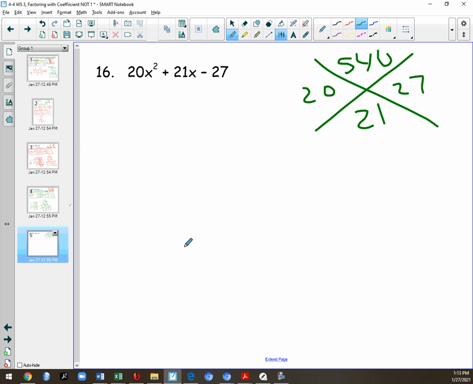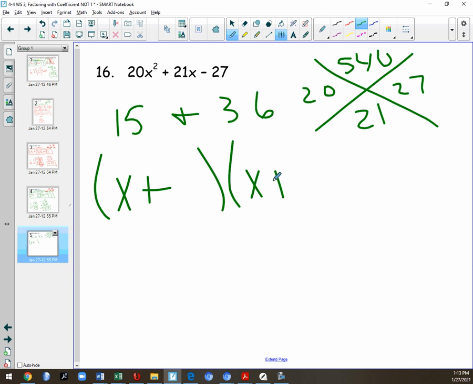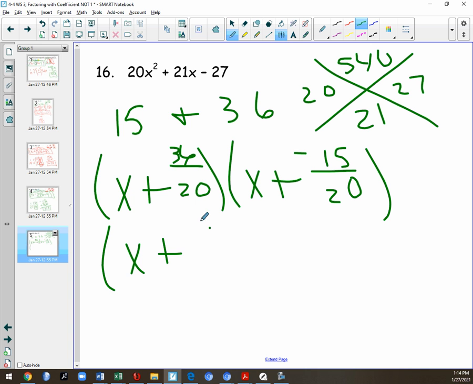So I'm going to use the factors 15 and 36. So that's going to give me an x plus, an x plus. I'm going to use 36 over 20. I'm going to use 15 over 20. However, I need the bigger number to be positive and the smaller number to be negative. Okay, so with that being said, I'm going to reduce these. 36 divided by 20 reduces down to give me a 9/5. This one right here is going to reduce down to give me a 3/4.